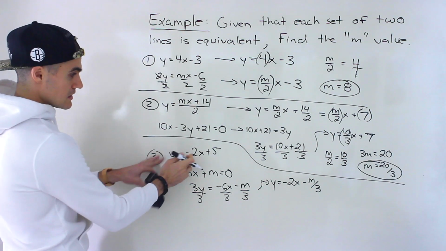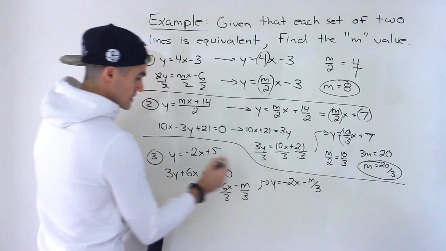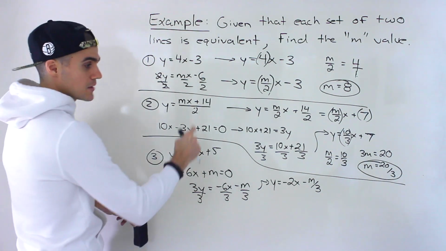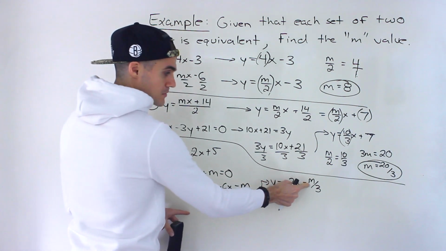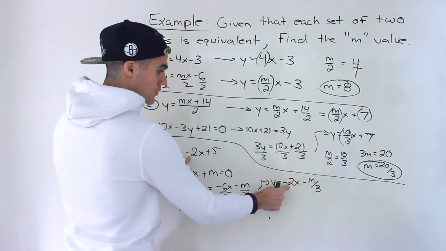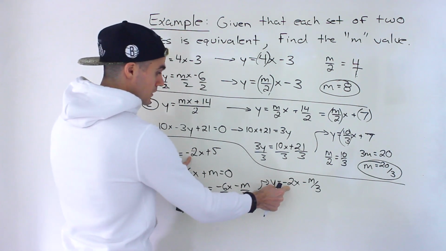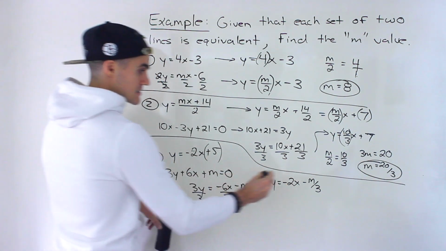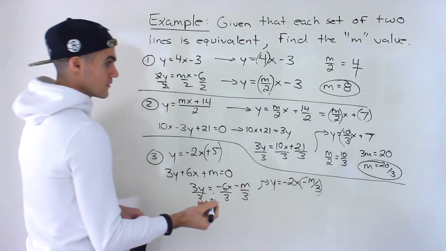And so if we compare it to this, notice the slopes are the same, which makes sense. So notice that the unknown we're solving for is now in the b value, right? The m is in the b value. The slopes are the same though, which makes sense. The lines are supposed to be equivalent. And so basically this 5 has to equal this negative m over 3.